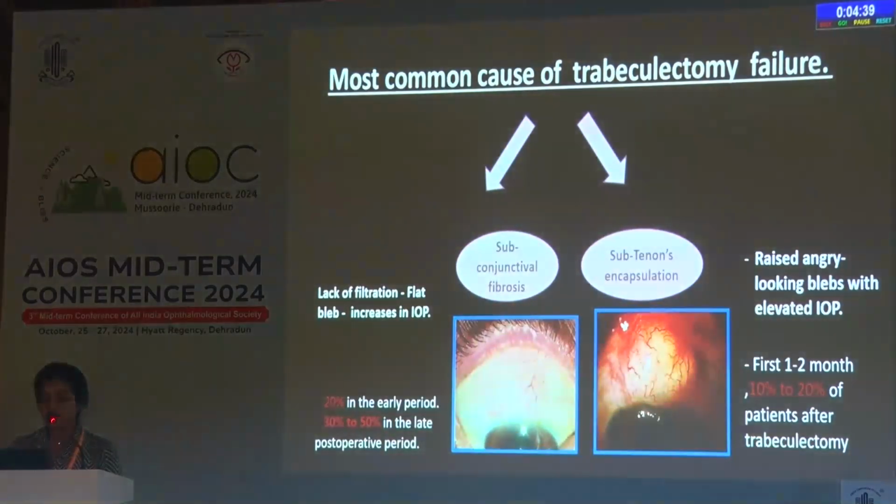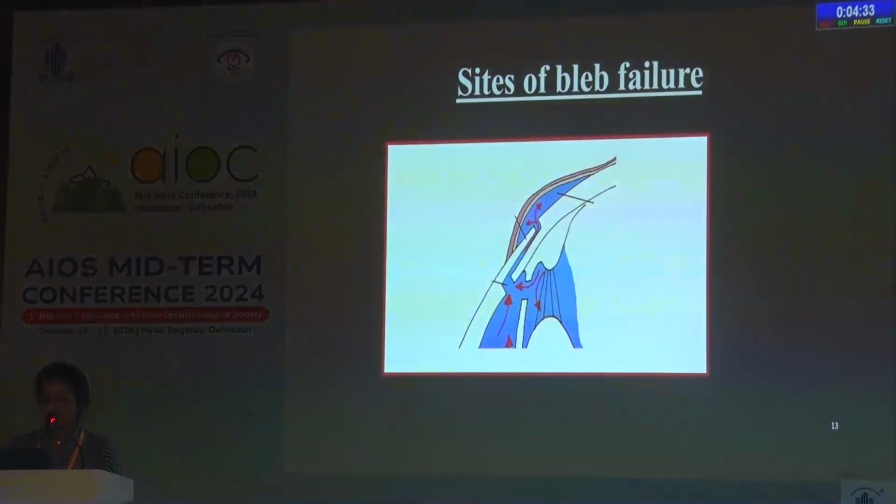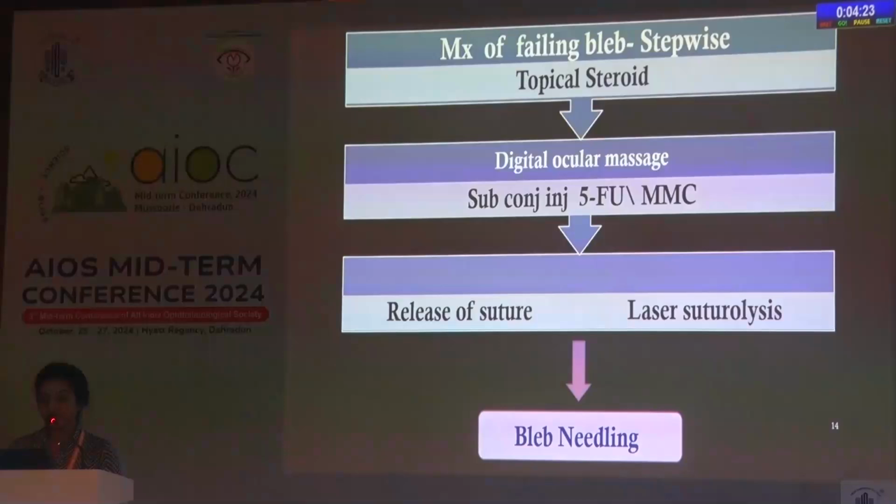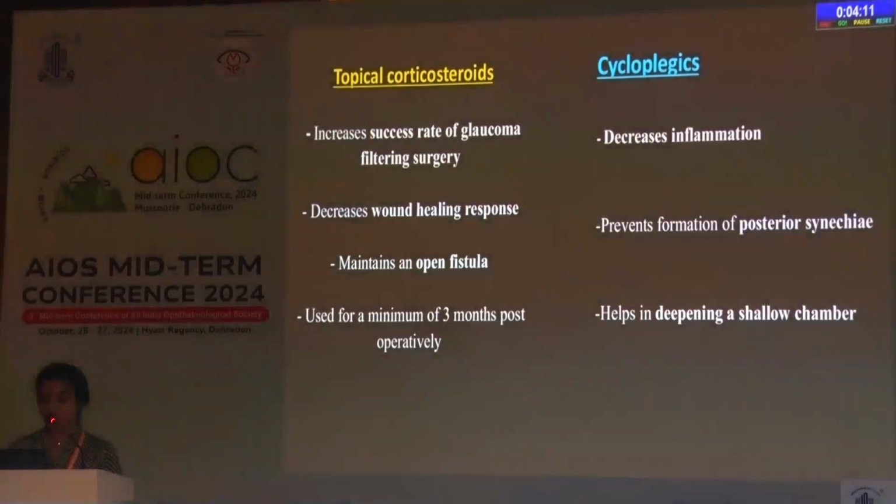The most common causes for trabeculectomy failure are subconjunctival fibrosis and sub-Tenon's encapsulation. So the bleb capsule, scleral flap or sclerostomy are the various sites which can cause bleb failure. Coming to the stepwise management for a failing bleb, initially you should increase the dose of topical steroids, followed by ocular massage or subconjunctival antimetabolite injection, then laser suturelysis, and if nothing works, bleb needling is done.